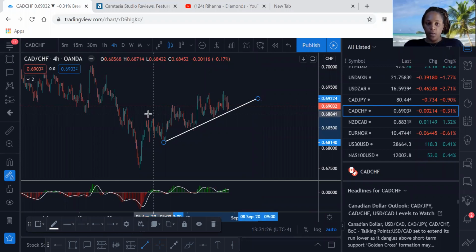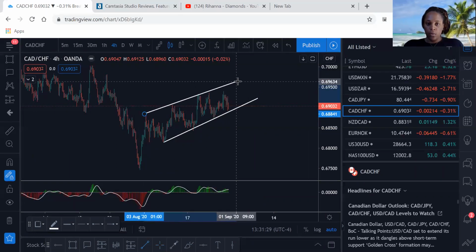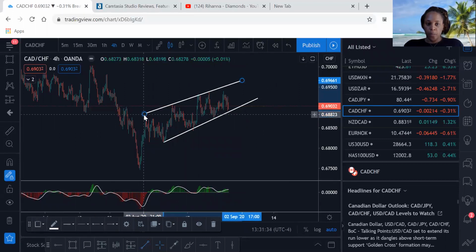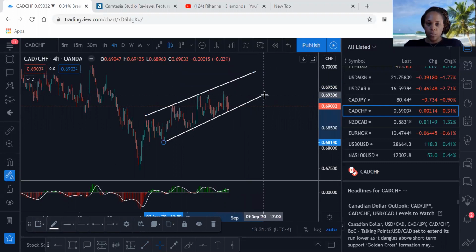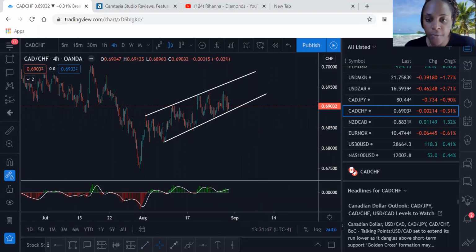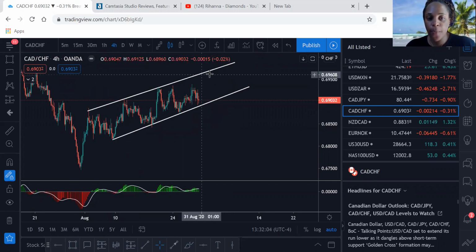Nice uptrend happening, right? So we got an upward channel happening here on CAD-CHF, right? So question to Janice, where do you expect CAD-CHF to go given that we have an upward channel happening?